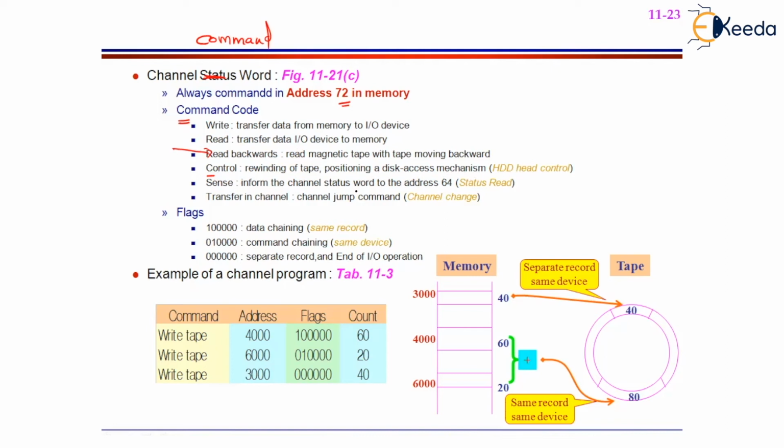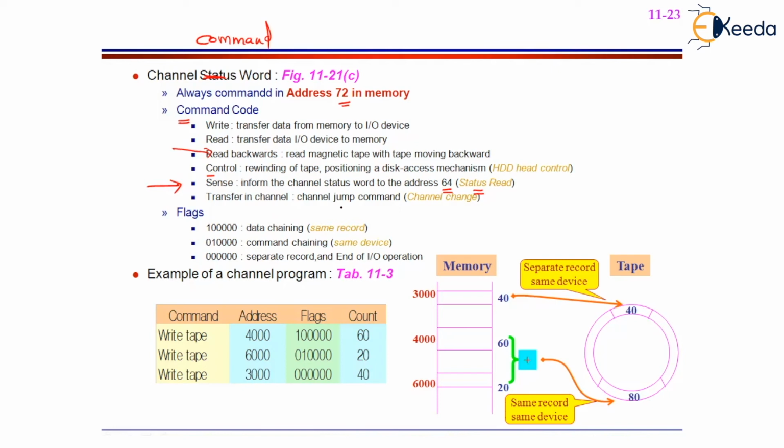Sense informs the channel status word to the address 64. That is, we're going to read the status. You already know what the status is. When the sense command is executed, immediately the channel status word is written to the address 64.